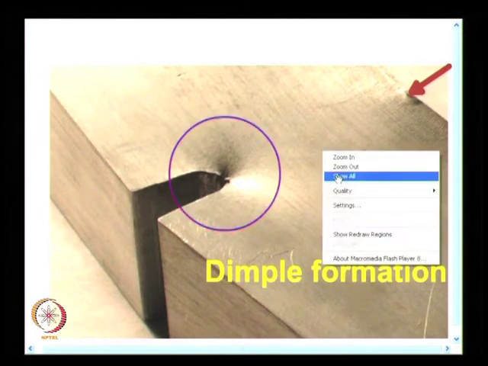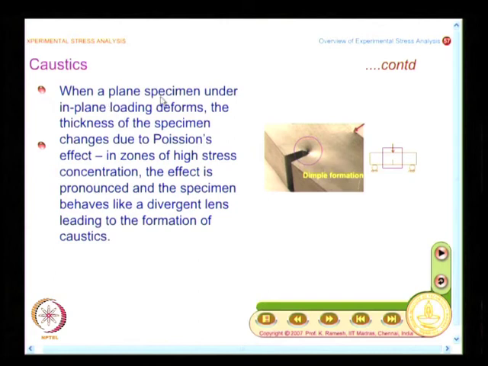What you find here is when a plane specimen under in-plane loading deforms, the thickness of the specimen changes due to Poisson's effect. If I do not have a crack, I would not see the change in the thickness very prominently. Because the crack introduces high stress concentration, the change in thickness is also very significant, and that is seen as a dimple. This is particularly seen in zones of high stress concentration, where the effect is pronounced.